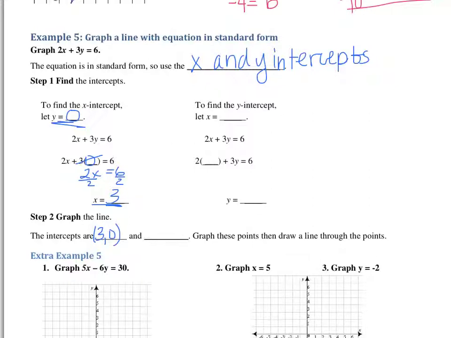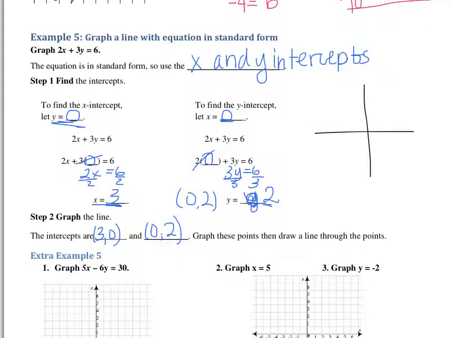And then my other intercept, to find the y-intercept, I'm going to let x equal 0. So it's 2 times 0 plus 3y equals 6. So this just goes away. I have 3y equals 6, divide both sides by 3, and y equals 2. I said 2, and I wrote y. Y equals 2. So this is the ordered pair, 0, 2. So I have 3, 0, and 0, 2 as 2 points on my graph. So I'm going to quickly sketch my x and y axis.